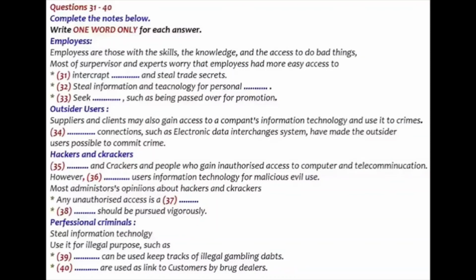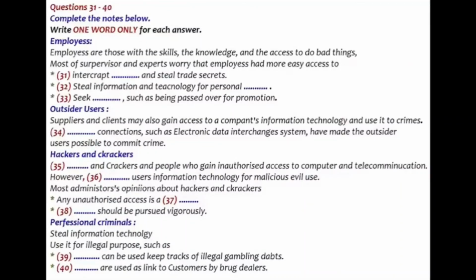Sometimes they may use the technology simply to demonstrate to themselves that they have power over people. This may have been the case with a Georgia printing company employee convicted of sabotaging the firm's computer system. As files mysteriously disappeared and the system randomly crashed, other workers became so frustrated and enraged that they quit. Outside users. Suppliers and clients may also gain access to companies' information technology and use it to commit crime. With both, this becomes more of a possibility as electronic connections, such as electronic data interchange systems, become commonplace.